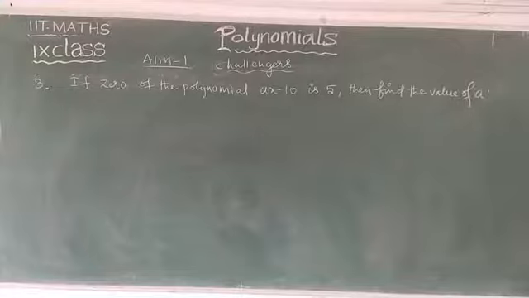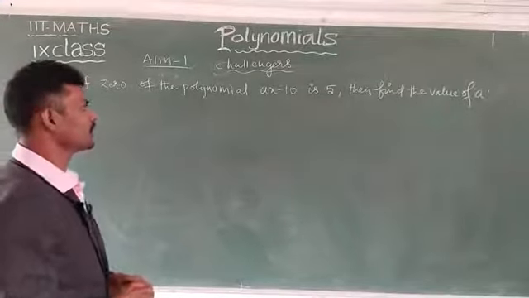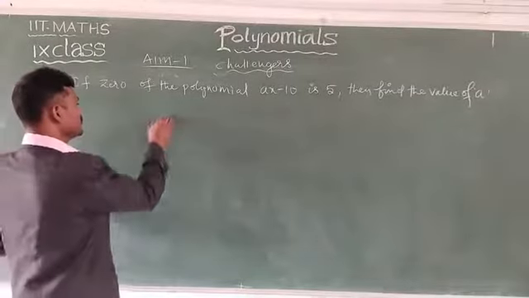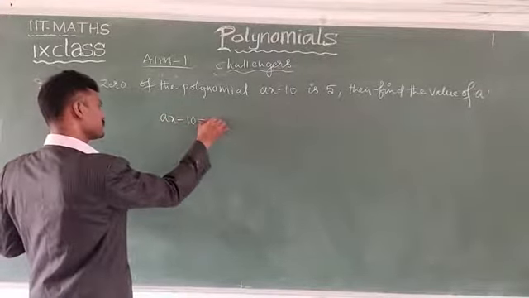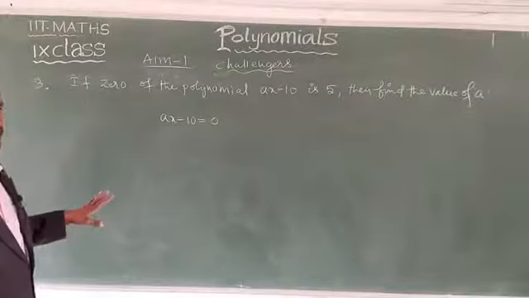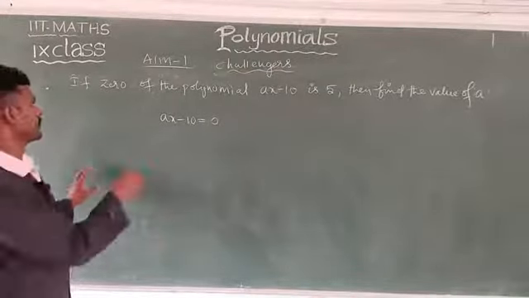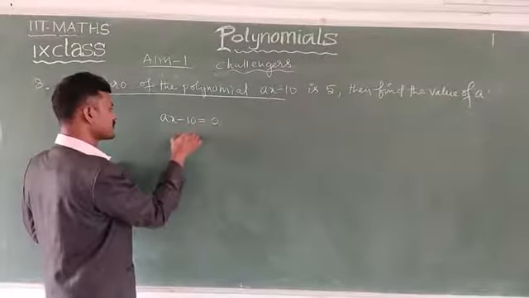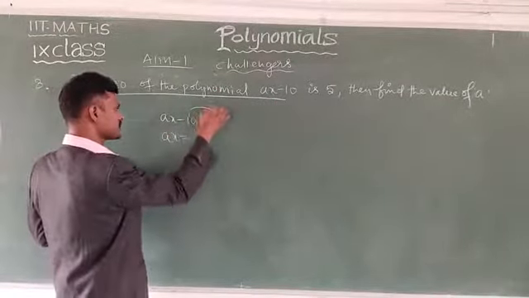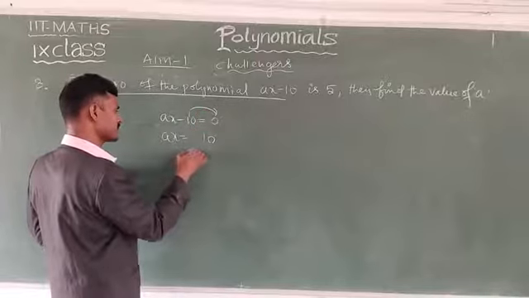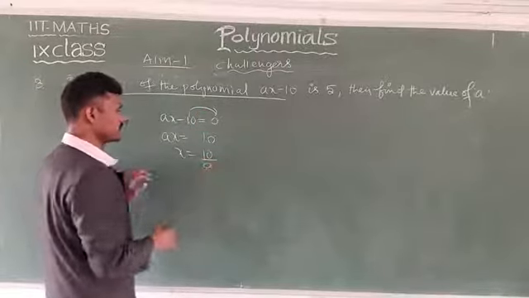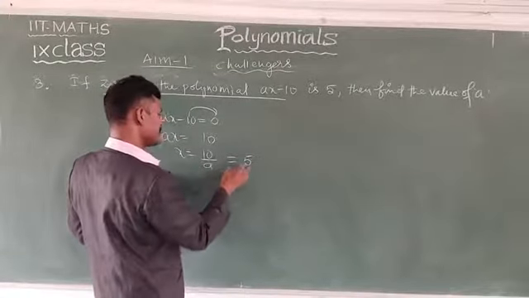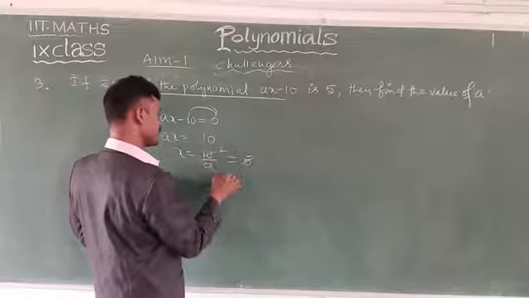Okay, next third problem. If 0 of the polynomial ax minus 10 is 5, then find the value of a. See here, ax minus 10 is equal to 0. A polynomial equal to 0, that is called the 0 of the polynomial. Here 0 of the polynomial is 5. Then first you can find x: ax is equal to 10, plus 10 on that side. Now x is equal to 10 by a. But this is the 0 of the polynomial, it is equal to 5.